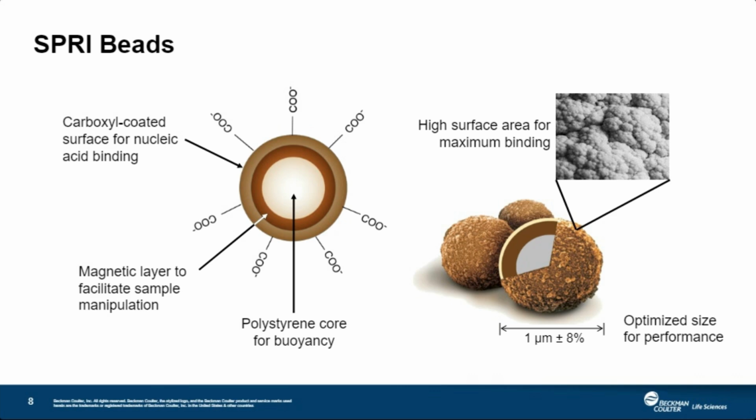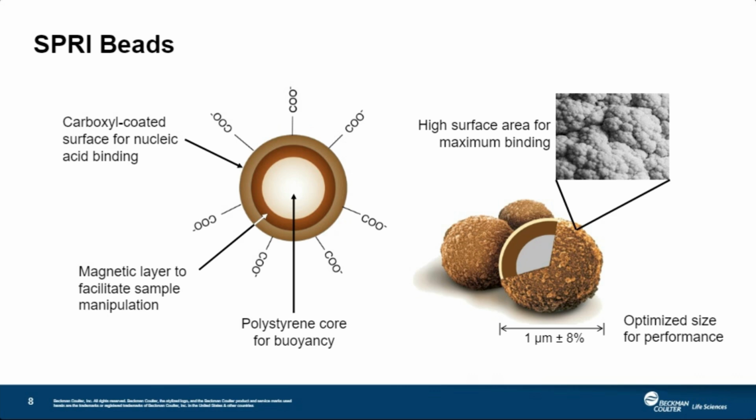The next layer that we see as we go in from that carboxy-coated surface is our magnetic layer. This is really important. This is what allows the manipulation of the beads during the workflow. Having a magnetic bead is a really interesting way to move things around, and it's quite easy. So this is one of the features that allows this technology to be easily automated.